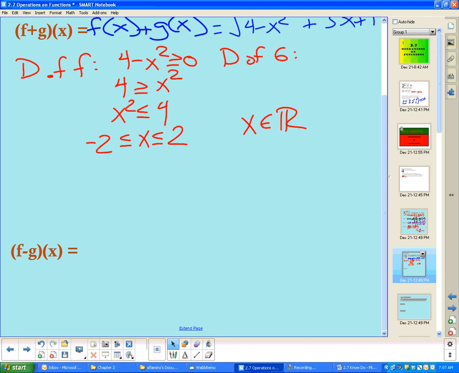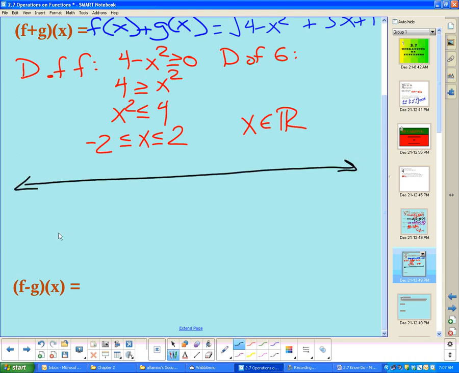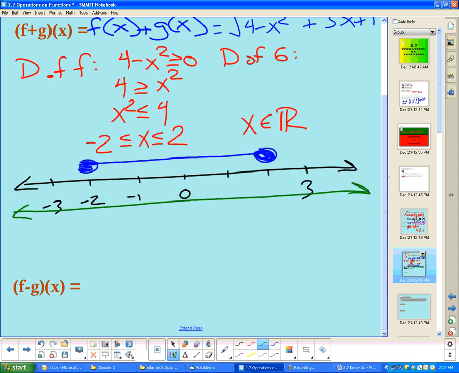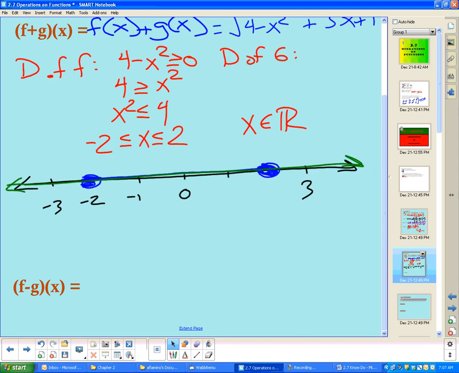What I do now is I take these individual ideas on a number line, and I graph them both separately. So I'll take the domain of f. I'm going to have a closed circle at negative 2 all the way to a closed circle at positive 2. And then the function g is all real numbers. And I'll take these two ideas, slide them both onto the number line, and the domain of the sum of functions, f plus g of x, is going to be wherever the blue and the green overlap.